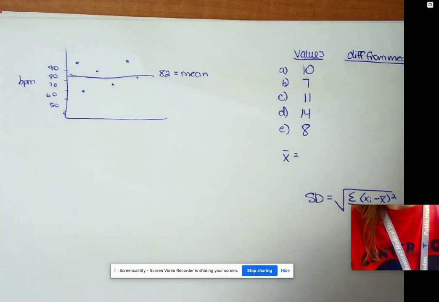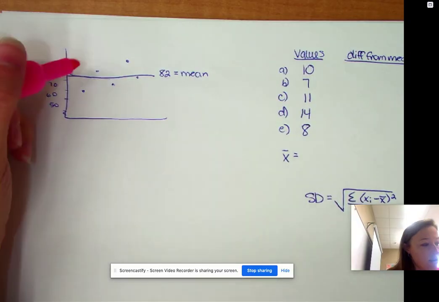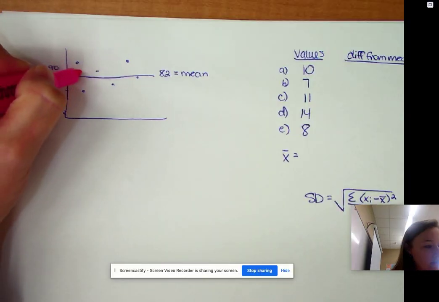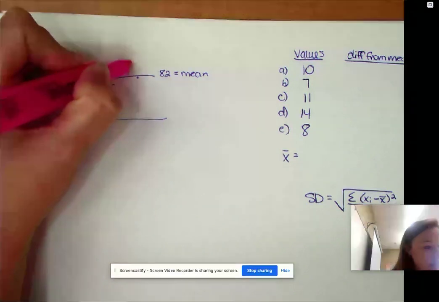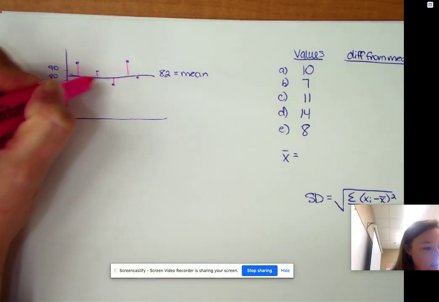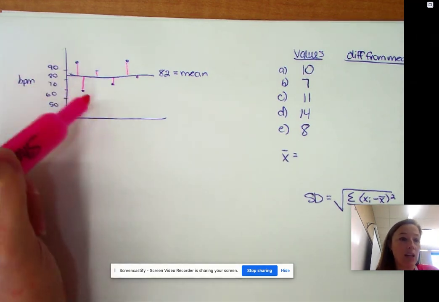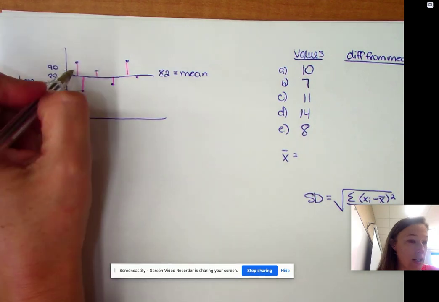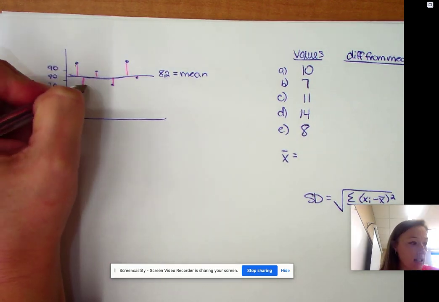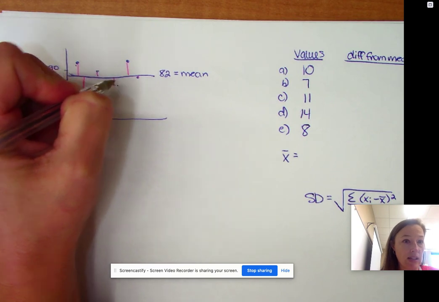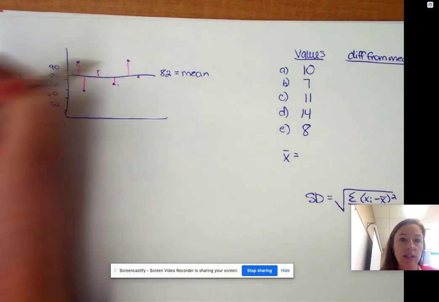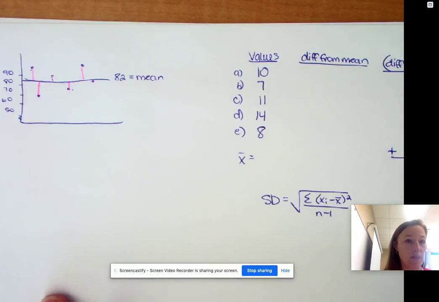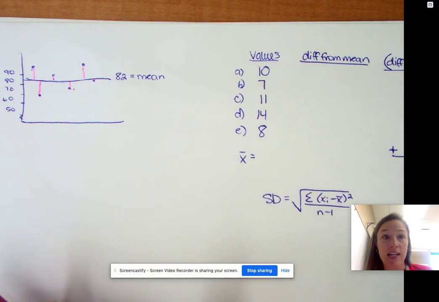So let me find a different color. So for example, if our mean is 82, and these dots are all of our values, each of these distances, that one wasn't much of a distance, is the amount that each of those deviates from the norm. So what we're doing when we're calculating standard deviation is basically measuring this distance and this distance and this distance, and we're finding the average amount that they are deviating or distancing from the norm. So that is what standard deviation is.